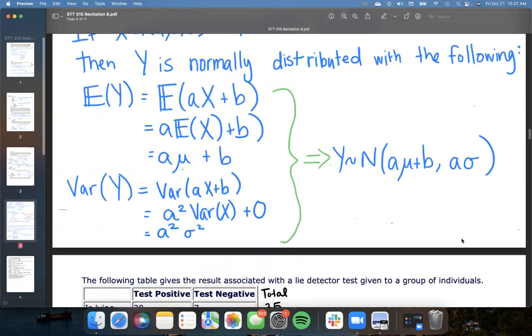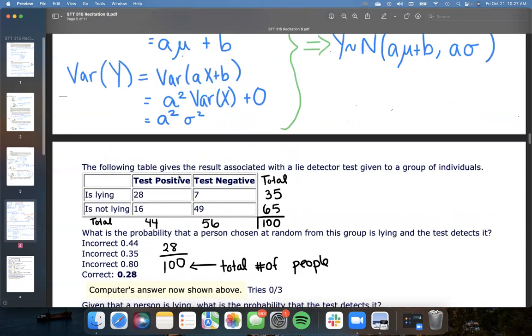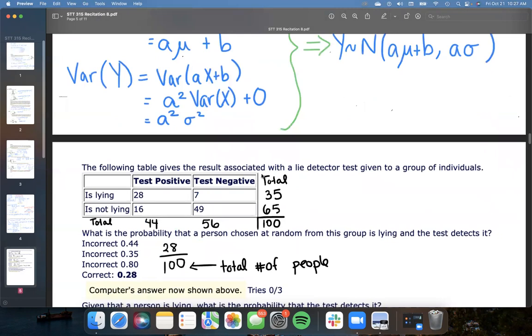And then now we're going to be going over the results of the homework that was due this week. So here we have the following table gives the results associated with a lie detector test given to a group of individuals. You can either test positive or test negative, and you can be lying or not lying. So we're given this data and we want to find what is the probability that a person chosen at random from this group is lying and the test detects it.